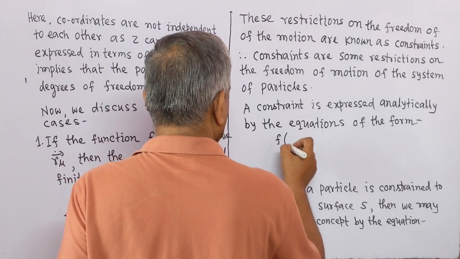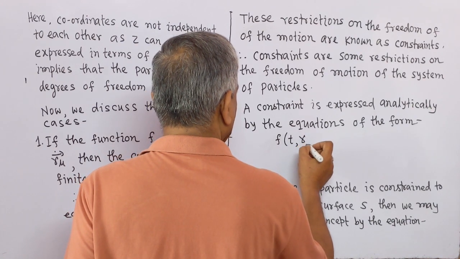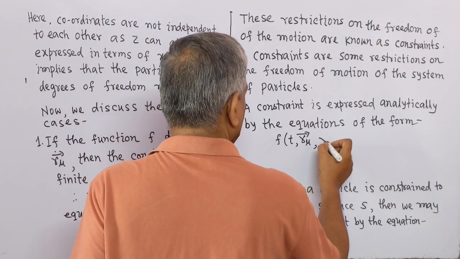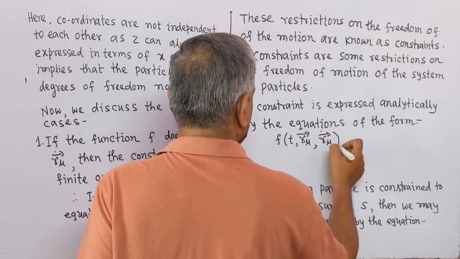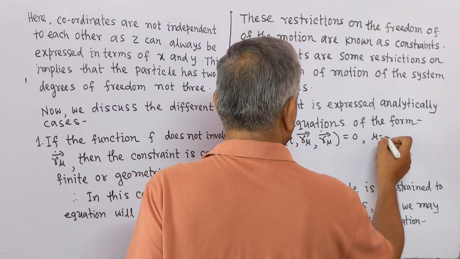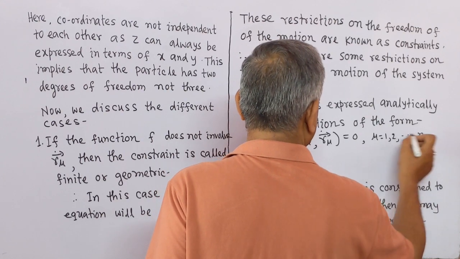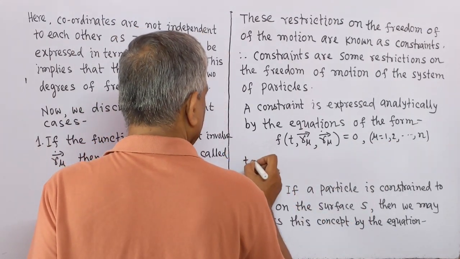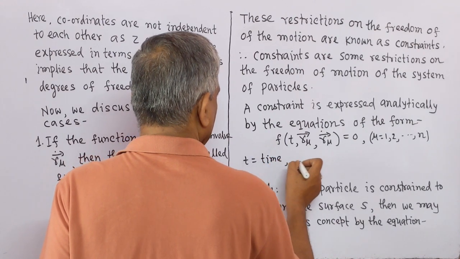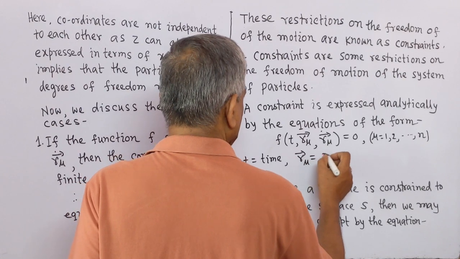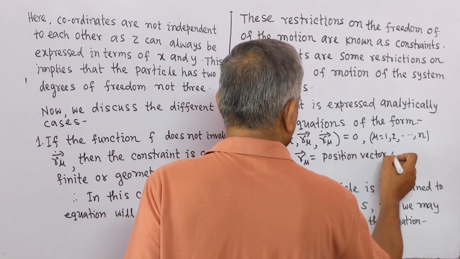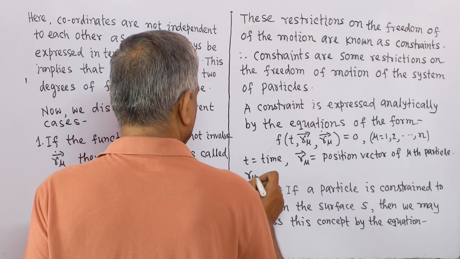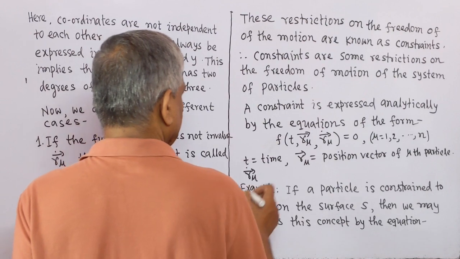f of t, r mu, r mu dot equals 0, where mu equals 1, 2, up to n, when the number of particles in the system is n. Here t equals time, r mu is the position vector of the mu-th particle, and r mu dot is the velocity vector.